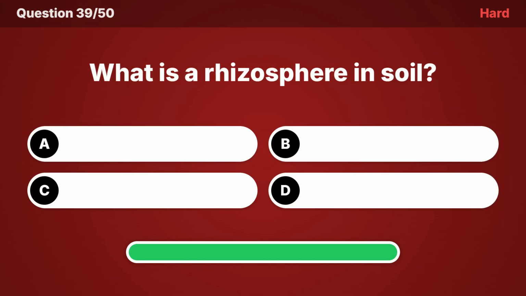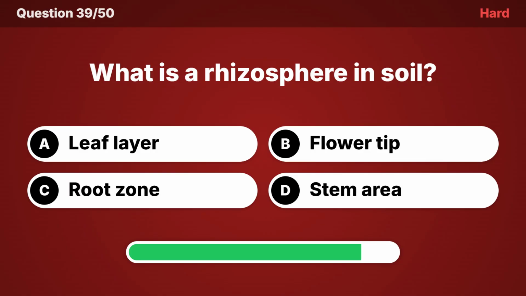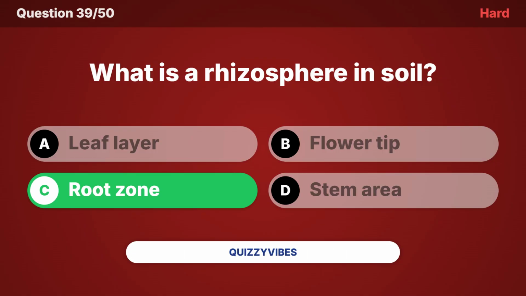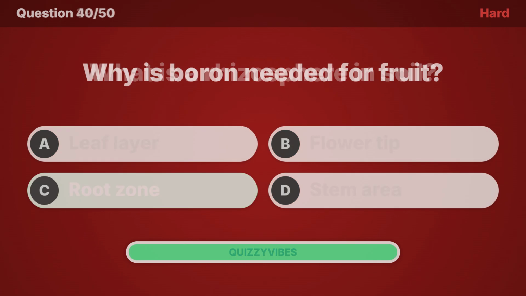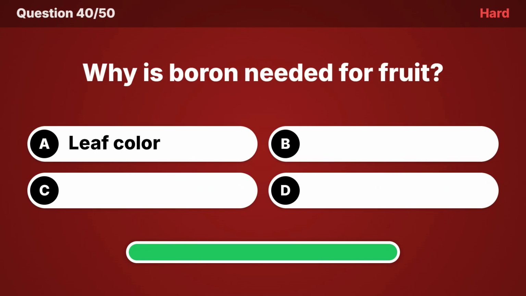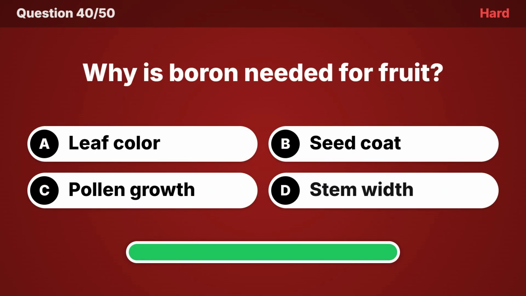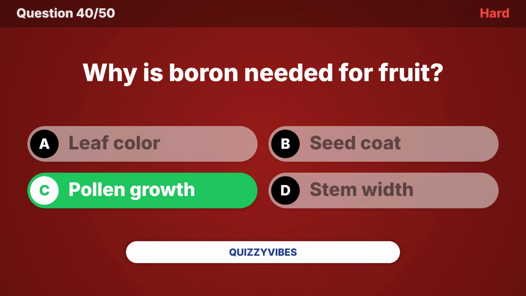What is a rhizosphere in soil? Time's up. It's root zone. Why is boron needed for fruit? The correct choice is pollen growth.